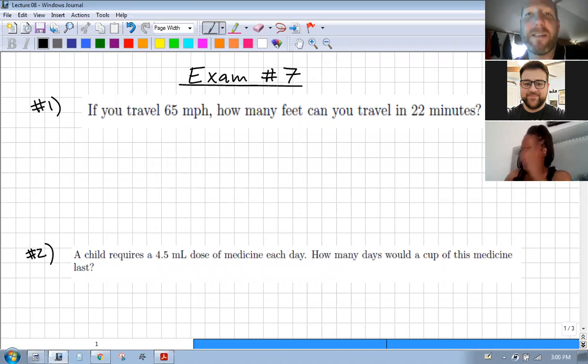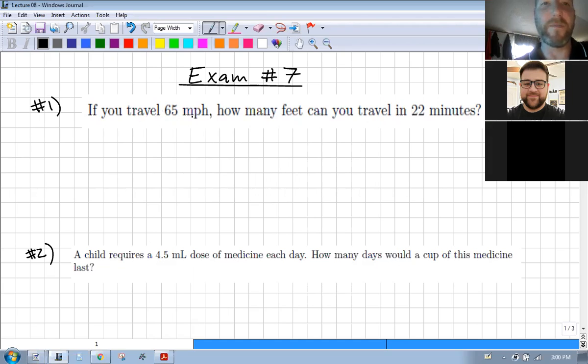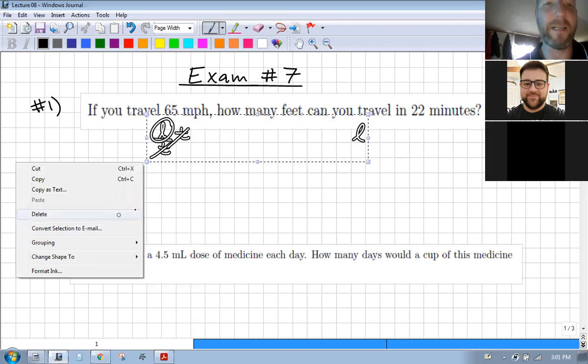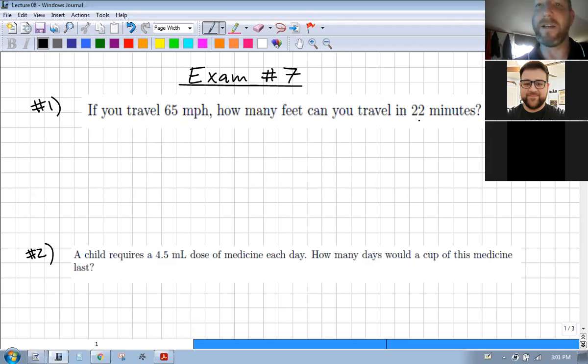One way to think about this is to think about your units, right? 65 miles per hour, you're looking at a length per time. They want to know how many feet, so we're looking for a length, but they give you a time. If you take a length per time and multiply it by a time, you're left with length. Another way to think about it is they're giving you minutes and we have to convert that to feet.